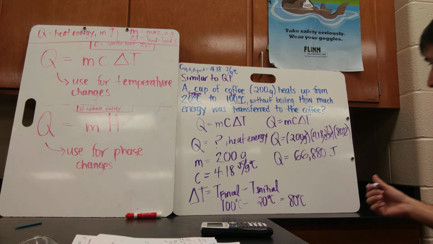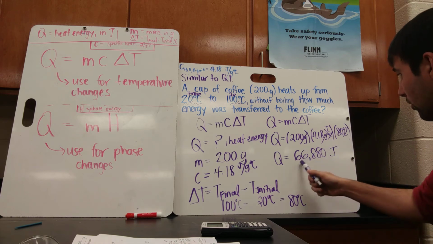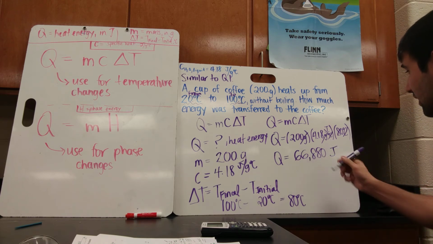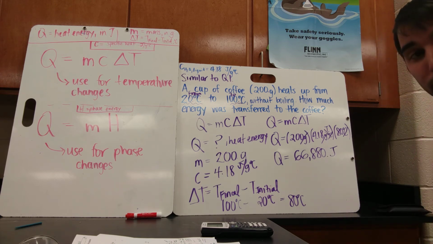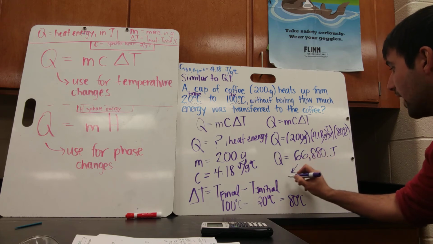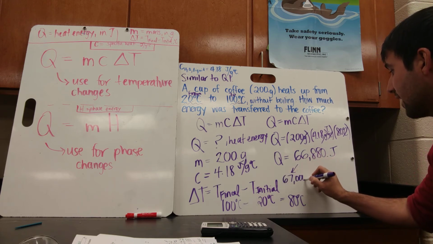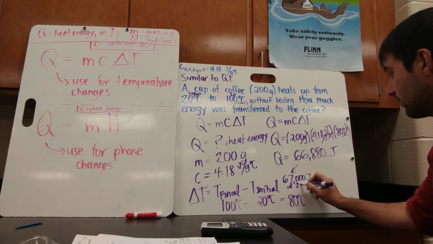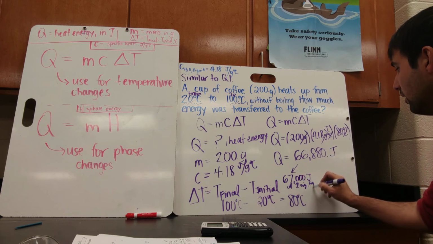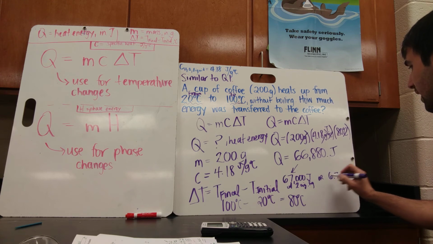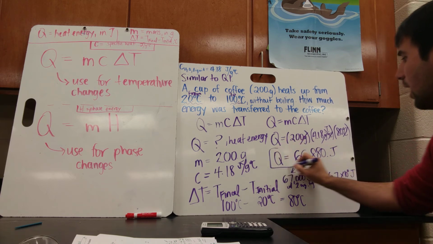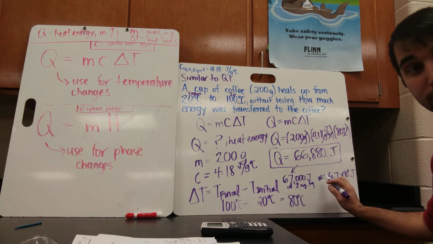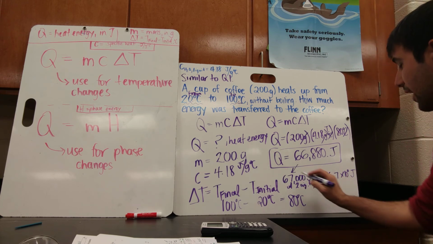So how am I going to do this? My answer has 1, 2, 3, 4, 5 sig figs if I have a decimal point. If I want 2 sig figs, I'm going to need to round this or use scientific notation. If I round this, I'll get 67,000 joules with the 2 sig figs, or 6.7 times 10 to the 4th joules. All right, so maybe we forgot how to do scientific notation or round our answer to get 2 sig figs.